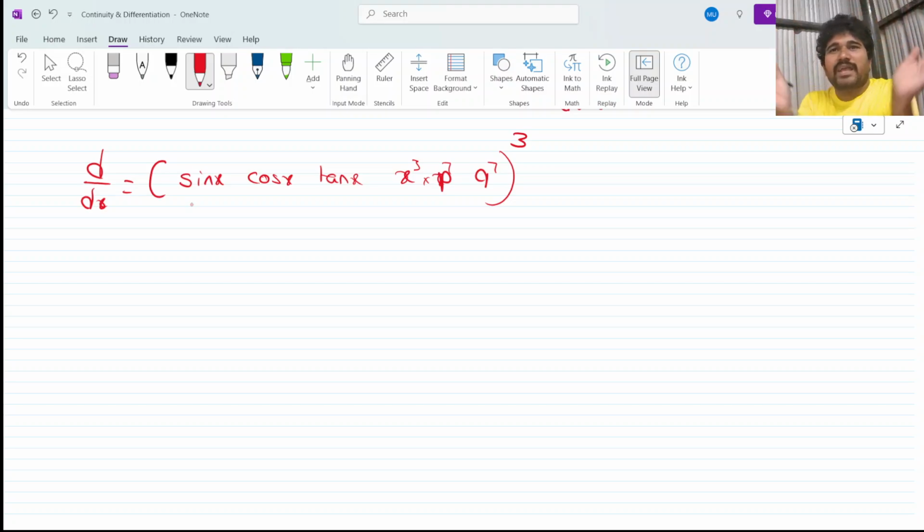It is bracket power 7. That means something power 3, right? It is something power 3, right? So what will be your first step? Tell me, whatever it is.